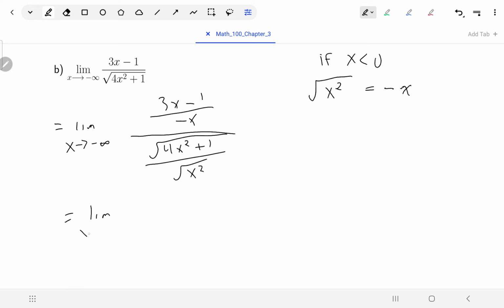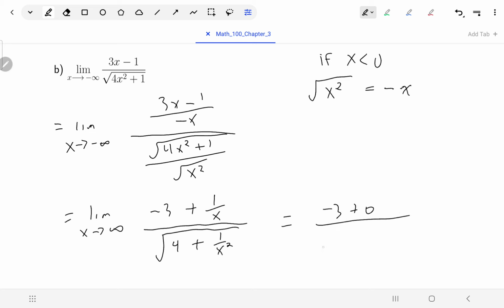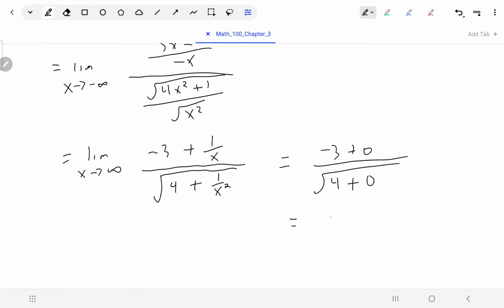And we're going to see a few little changes here as compared to the previous one. Now when I divide both terms of the top by negative x, 3x divided by negative x is negative 3. Negative 1 divided by negative x is positive 1 over x. And then when I do my division on the bottom, 4x squared over x squared is 4, and 1 over x squared is 1 over x squared. Again, my limits exist. For the top, it's negative 3 plus 0. For the bottom, it's root of 4 plus 0. So we have our limit exists again.